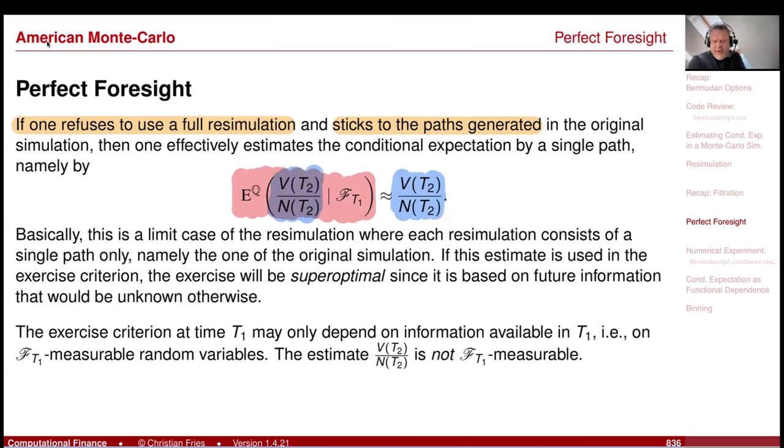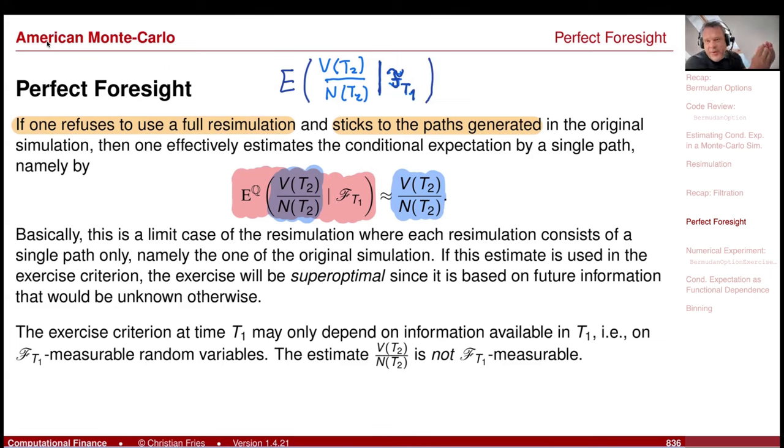So this looks a little bit strange here, this approximation, but you have to recall that the conditional expectation is a random variable. So I have the value at time t2 divided by the numerator. From that value, I would like to calculate the conditional expectation, conditional to Ft1. This is a random variable.